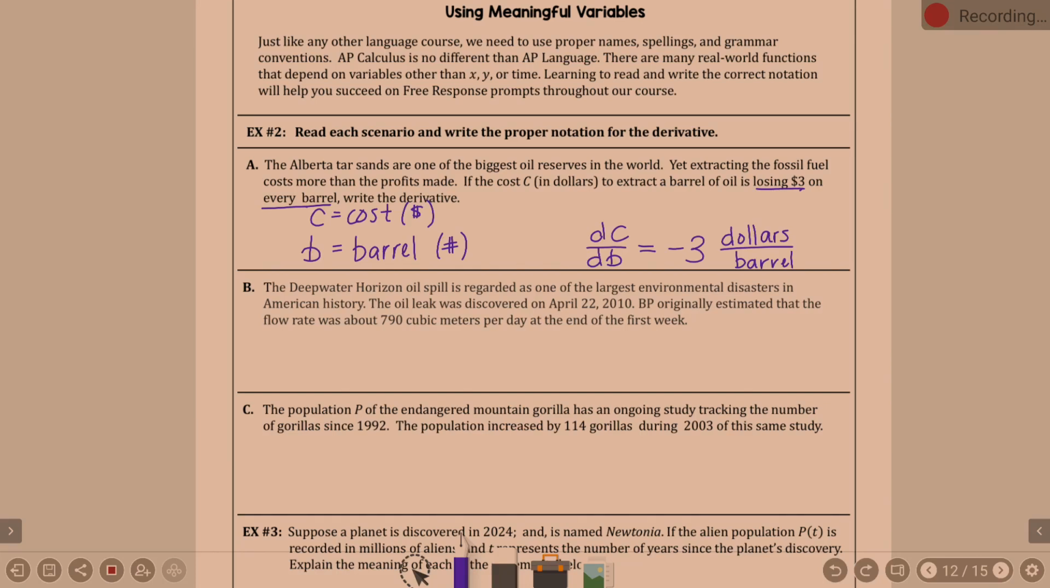So now, that's one way to look at it. Another way to look at this is we could also define the cost, right? The cost is defined as a function in terms of barrels. And so we could also talk about this as F prime of B. I think, in all honesty, this is where the Leibniz notation, the dC over dB, is a little easier to understand in this scenario because it gets both in there. But the other way you can look at this is that it's the derivative evaluated at how many barrels.